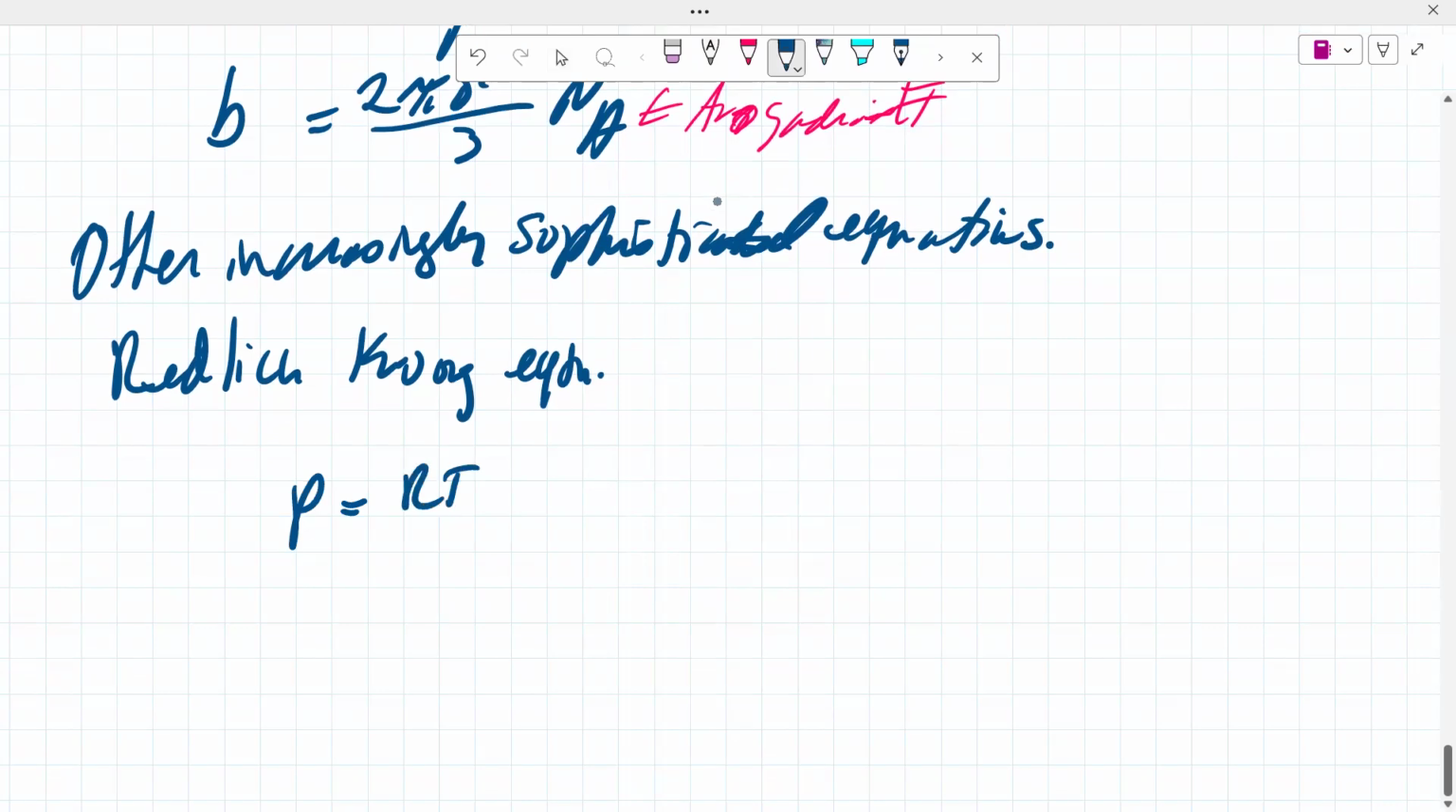RT, P equals RT over V bar minus B, minus A over V bar times V bar plus B.